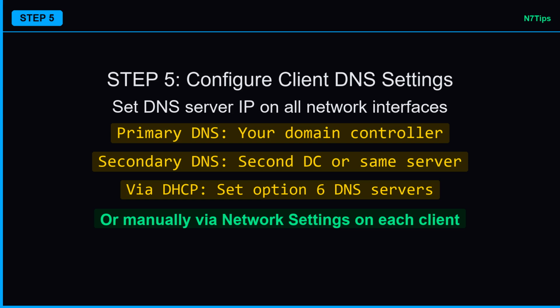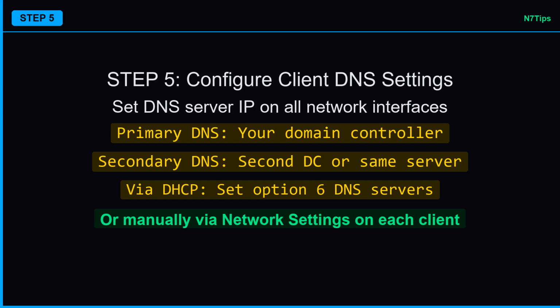Here's the critical part that many administrators miss. Every client on your network must be configured to use your DNS server. This is how clients find your domain controller to authenticate. If your clients are pointing to the wrong DNS server or a public DNS server, they won't be able to find your domain resources. There are two main ways to configure this.